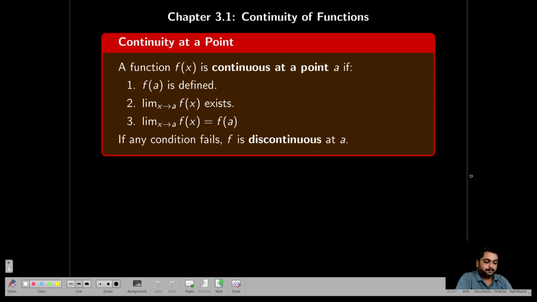Welcome to GateX AML. We'll start with a new chapter on continuity of functions. It is a very small and important topic. So let's begin. First, we'll understand what we mean by continuity at a point.